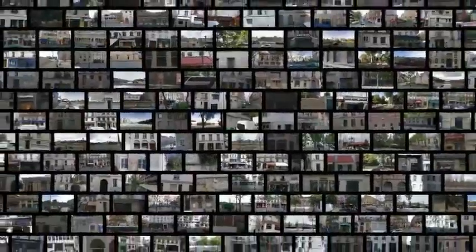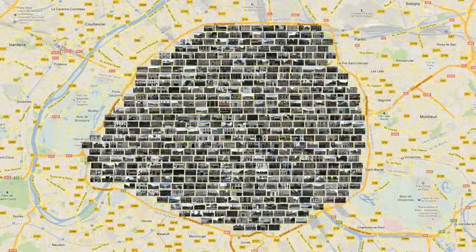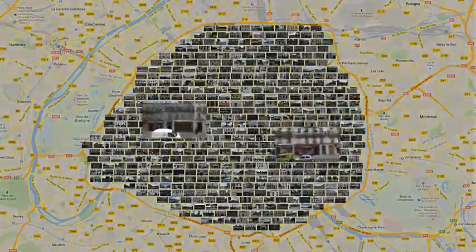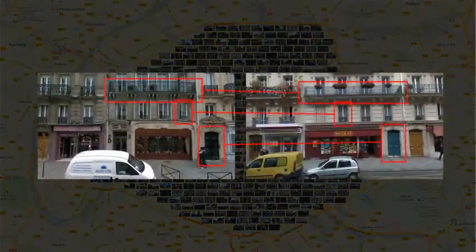The internet has given rise to massive online databases of geotagged imagery. In particular, Google Street View contains nearly every street in the city of Paris. While Street View has carefully organized this imagery geographically, we are interested in finding what makes the streets look similar to one another across the entire city.